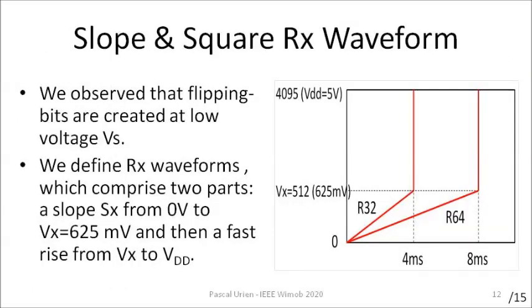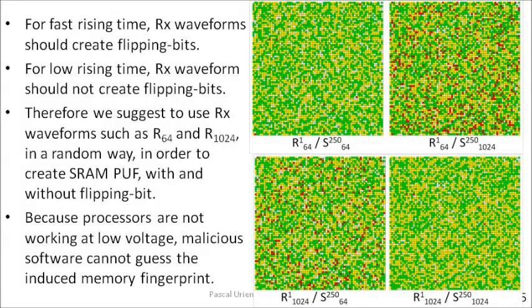Let's now introduce slope and square RX waveform. We observed that flipping bits are created at low voltage Vs. We define RX waveforms, which comprise two parts: a slope S6 from 0 to Vx equals 625 millivolts, and then a fast rise from Vx to VDD. For fast rising time, RX waveform should create flipping bits. For low rising time, RX waveform should not create flipping bits.